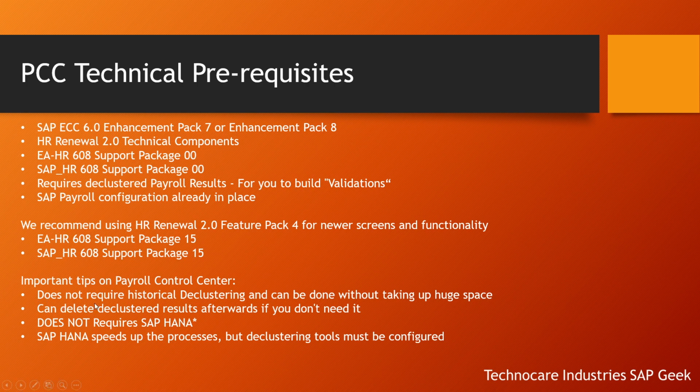The very first one is that historical declustering of payroll results is not required. For example, if you are an existing customer who has 5 to 6 or maybe 10-15 years of payroll results already in place, you don't need to decluster those results. As and when the effective date from which you are implementing PCC comes, you can enable that configuration, and then you can have those declustered payroll results available for generating the alerts. Also, we can delete the declustered results afterwards.